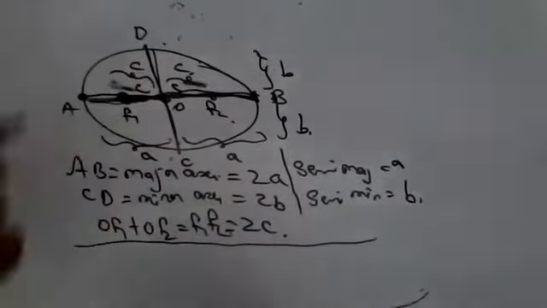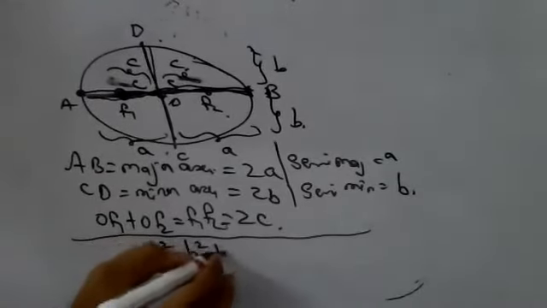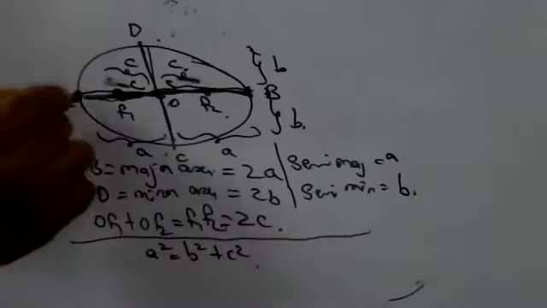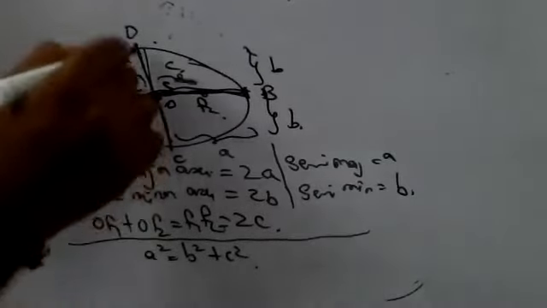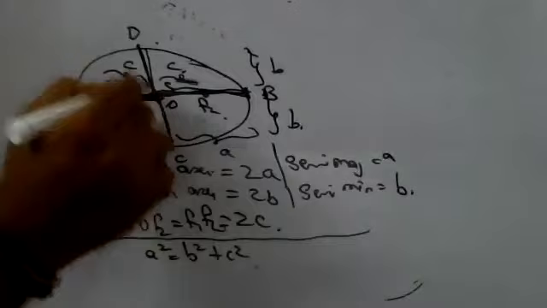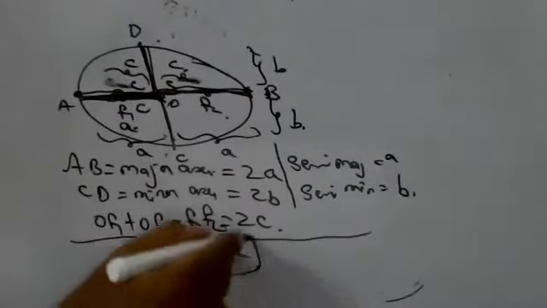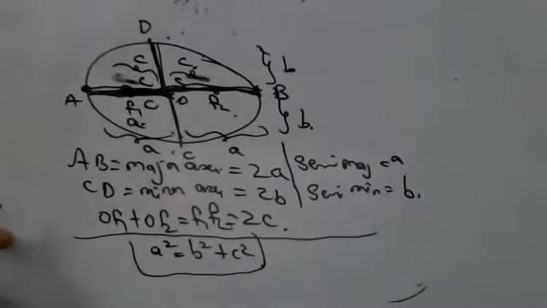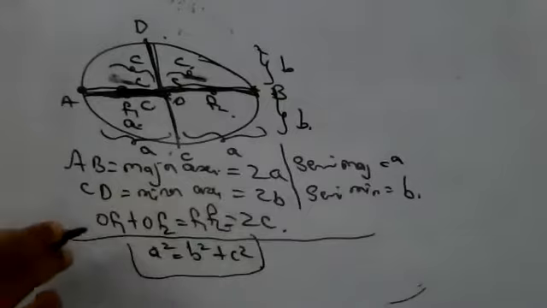And what is the relationship between A, B, and C? A square is equal to B square plus C square. This is A, children, and this is C, and this is B. So A square is equal to B square plus C square. Always remember, this is the relation which will help us to find A, B, C. If any two are given and they ask you to find the third one, you can find it.